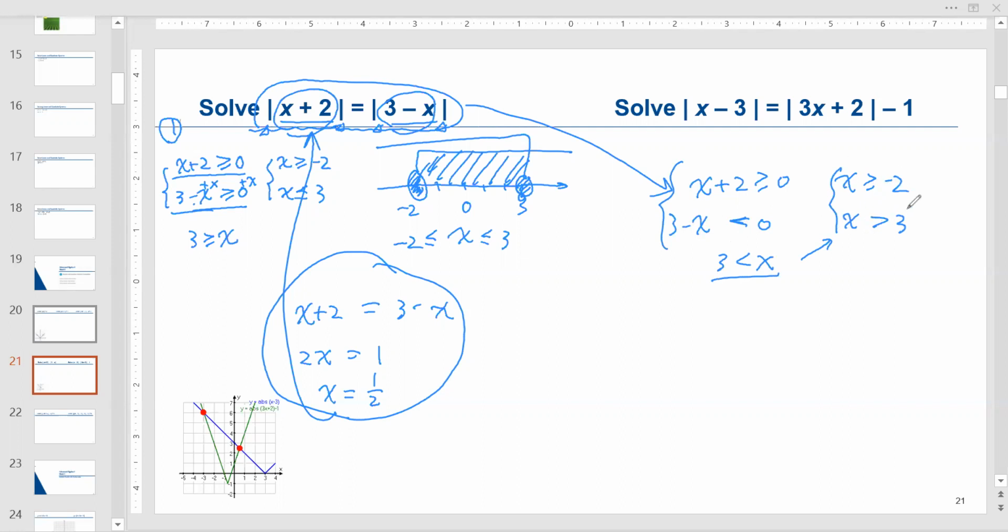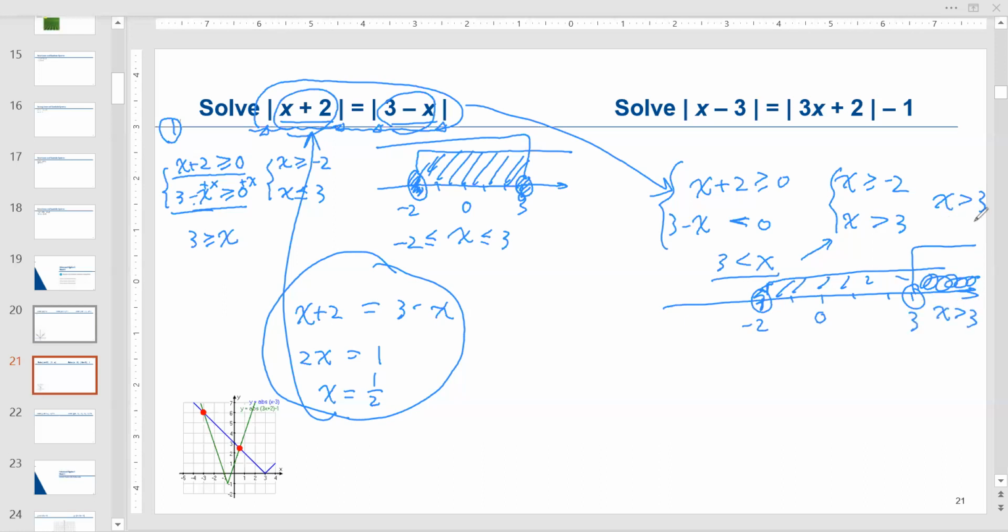So combine these two together. Combining these two means x should be greater than 3, right? If x is greater than -2 and x greater than 3, combine these two, it means x greater than 3. We can graph this if you're not understanding so well. Let's see here. So x greater than or equal to -2 is drawn like this, right? And 1, 2, 3. When x is greater than 3 is this part, so the overlapping area is right here, right? So x greater than 3. That's the overlapping area, x greater than 3.